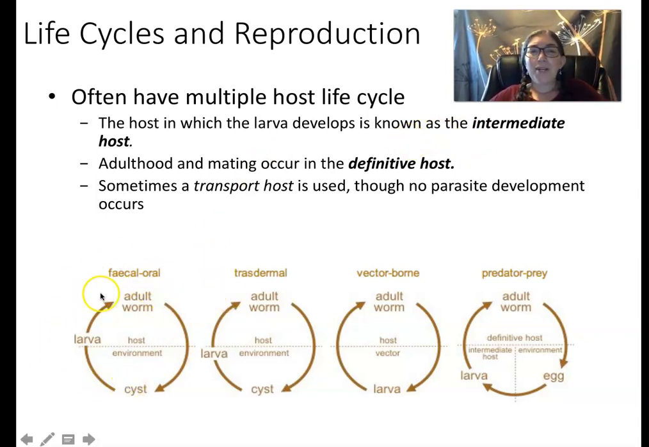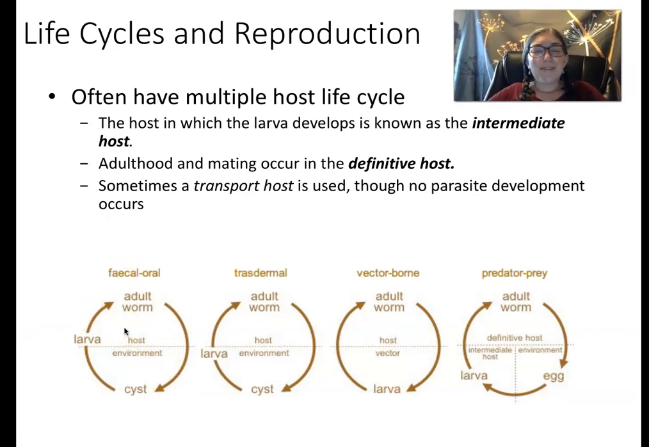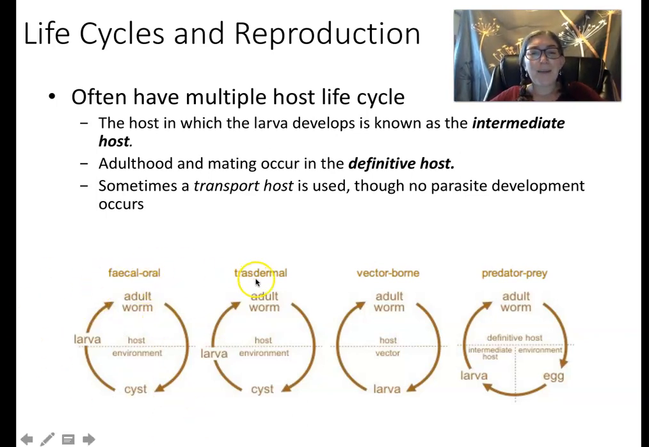A very common form of transmission for helminths is the fecal-oral route, basically meaning that one organism poops out the eggs, and somebody else eats the eggs and gets infected. It might be animals of the same species, or it might be two different species. There are some helminths that infect through the skin, so transdermal infection. There are worms that have larvae that will literally burrow through the skin in your bare feet when you're walking in the soil, and then they basically swim through the body, through the blood, and end up in the intestines. There are ones that are vector-borne, meaning they're transmitted by biting insects, and there are those that are transmitted through predator and prey.